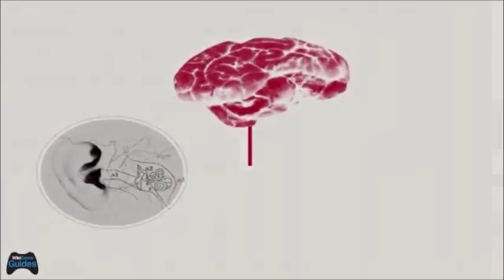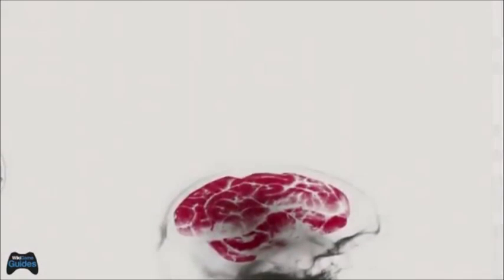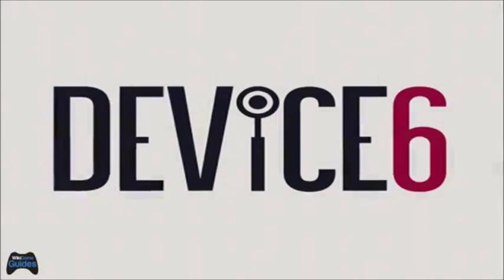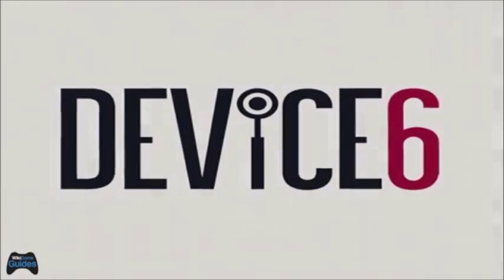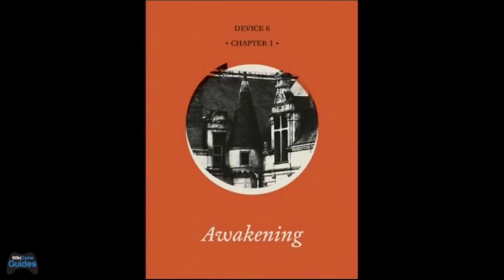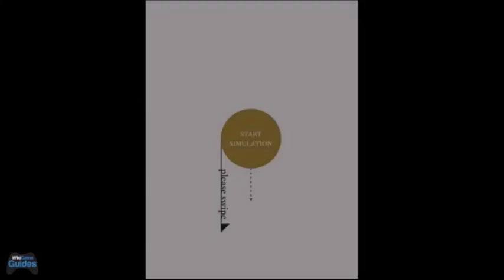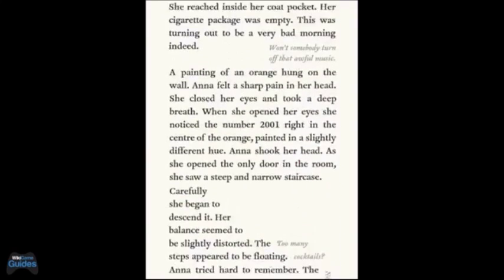Okay, so I'm just going to tell you a little bit about what Device 6 is and what happens in the story. The best way to describe it is an interactive novel game. The story is read and played by you, aka player 249, and you assume the role of Anna, who's trying to escape the confines of an unknown island after waking up with amnesia and not having any idea where she is or how she got there.